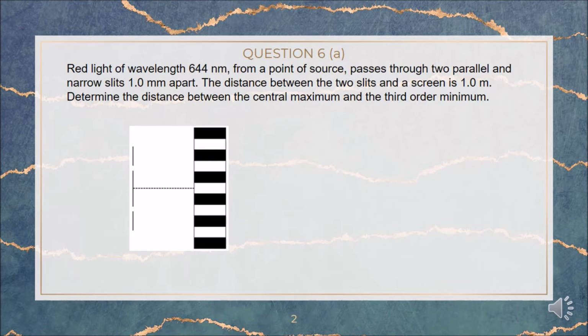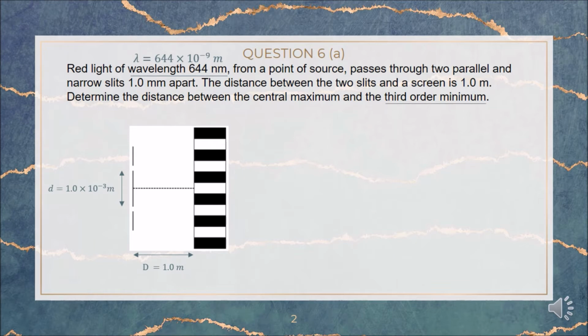From the question, we know that the wavelength is 644 times 10 to the power of negative 9 meter. The separation between the double slit, which is small d, is equal to 1.0 times 10 to the power of negative 3 meter. The distance between slit and screen, D, is equal to 1.0 meter. The question asks us to determine the distance between the central maximum and the third order minimum.